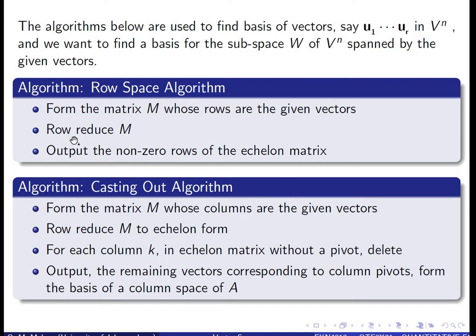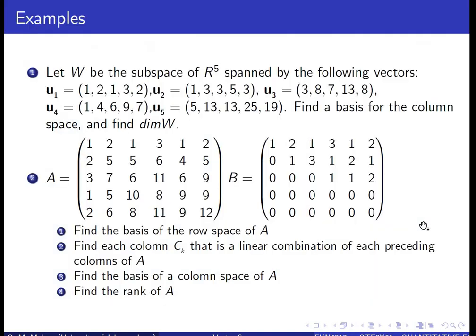But with regards to the basis for the row space, all the non-zero rows of the echelon matrix form a basis for your row space. So in order for all these concepts to be clear, we need to do an example, which is in the next slide. I'll do number 2 and you can do number 1 as an exercise.